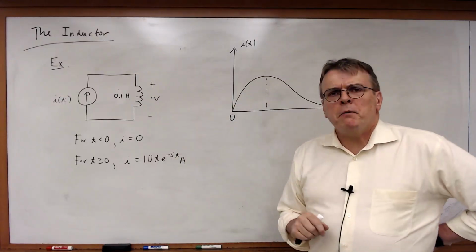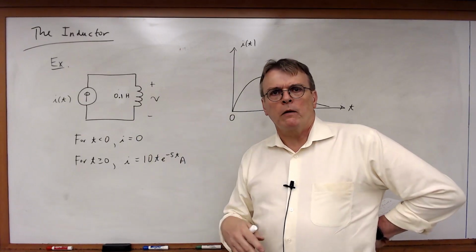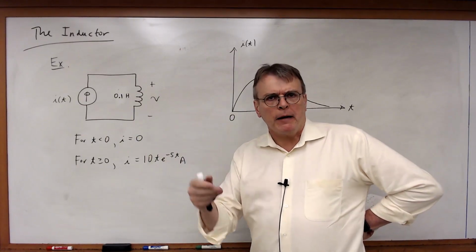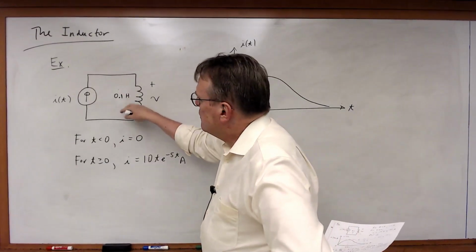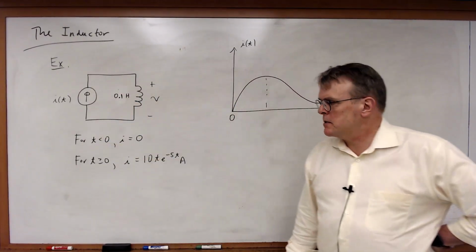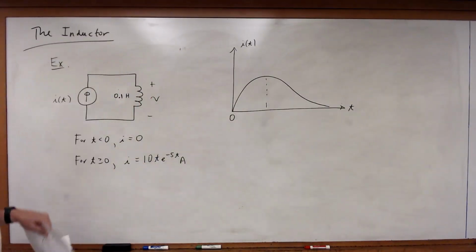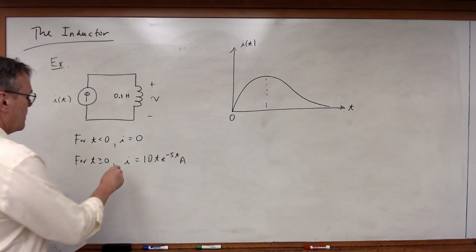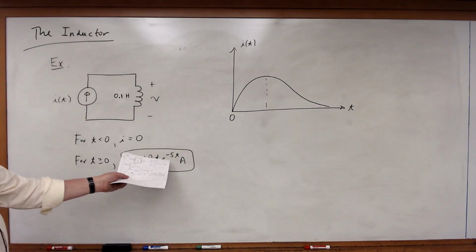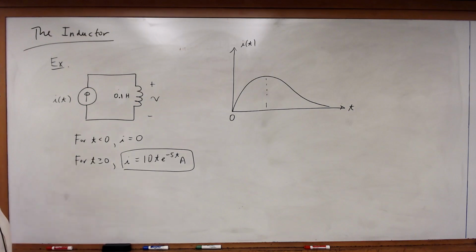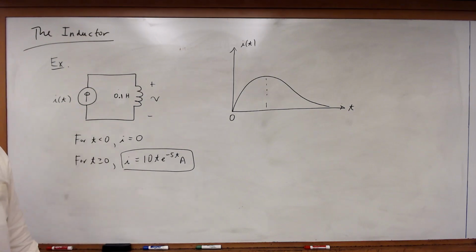Okay, let's look at an example of a simple inductor problem and go through and do some calculations for voltage and power and energy. In this case, I've got an inductor connected to a current source, and to make this interesting, I'm going to assume this is a time-varying current source that has a value of 10 times t times e to the minus 5t amps for t greater than or equal to 0, but just equal to 0 for t less than 0.